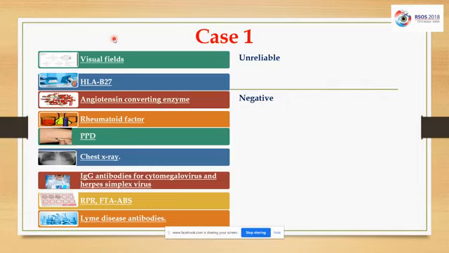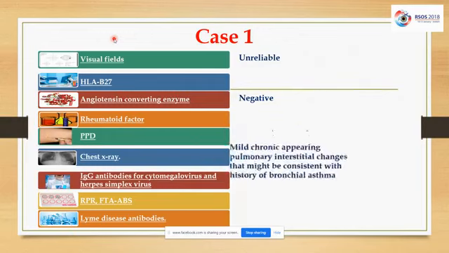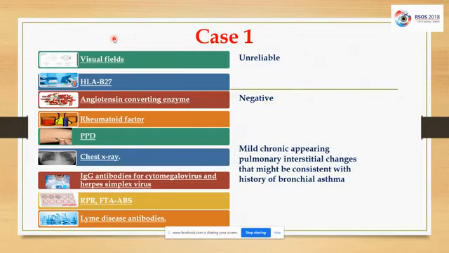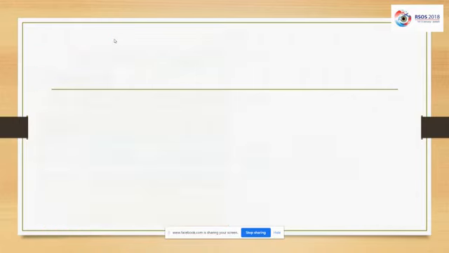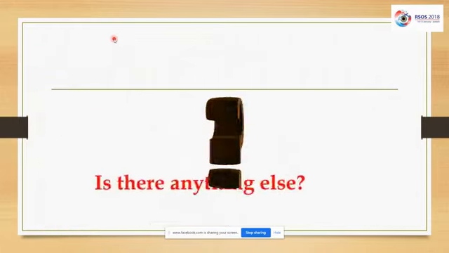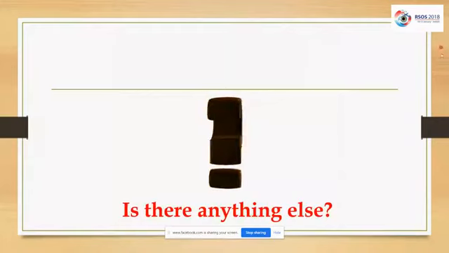And the rheumatoid factor, tuberculin test and chest X-ray. The tuberculin test was negative. The chest X-ray showed mild chronic-appearing pulmonary interstitial changes that might be consistent with her history of bronchial asthma. And immunoglobulin G antibodies for cytomegalovirus and herpes simplex virus, and the rapid plasma reagin for syphilis, and Lyme disease antibody, all of them came negative. Is there anything else you would suspect from the history?